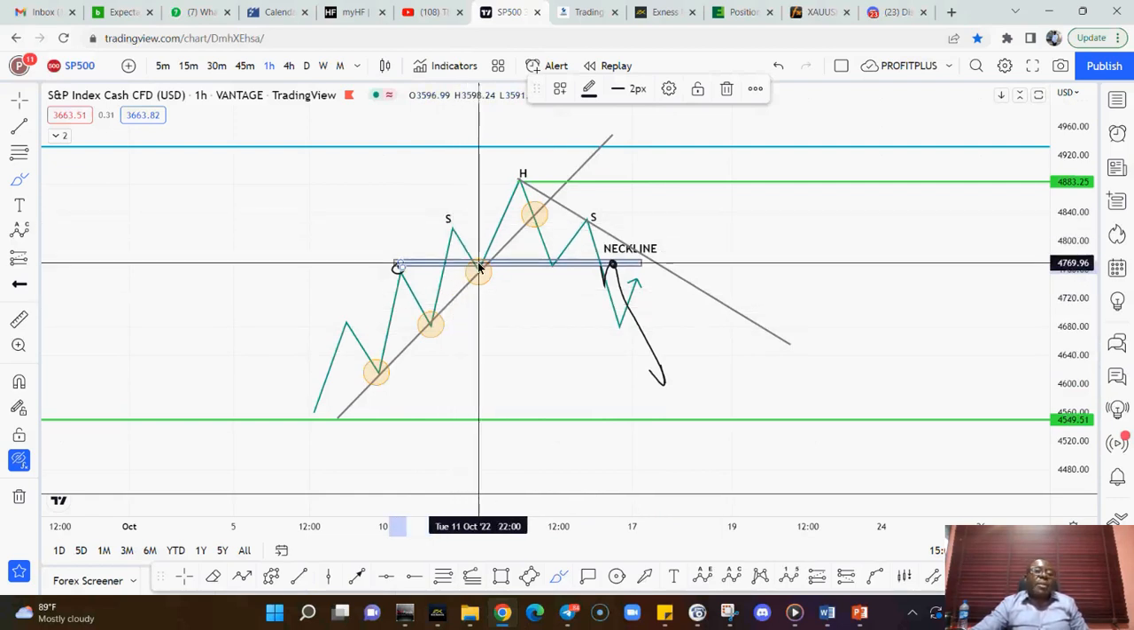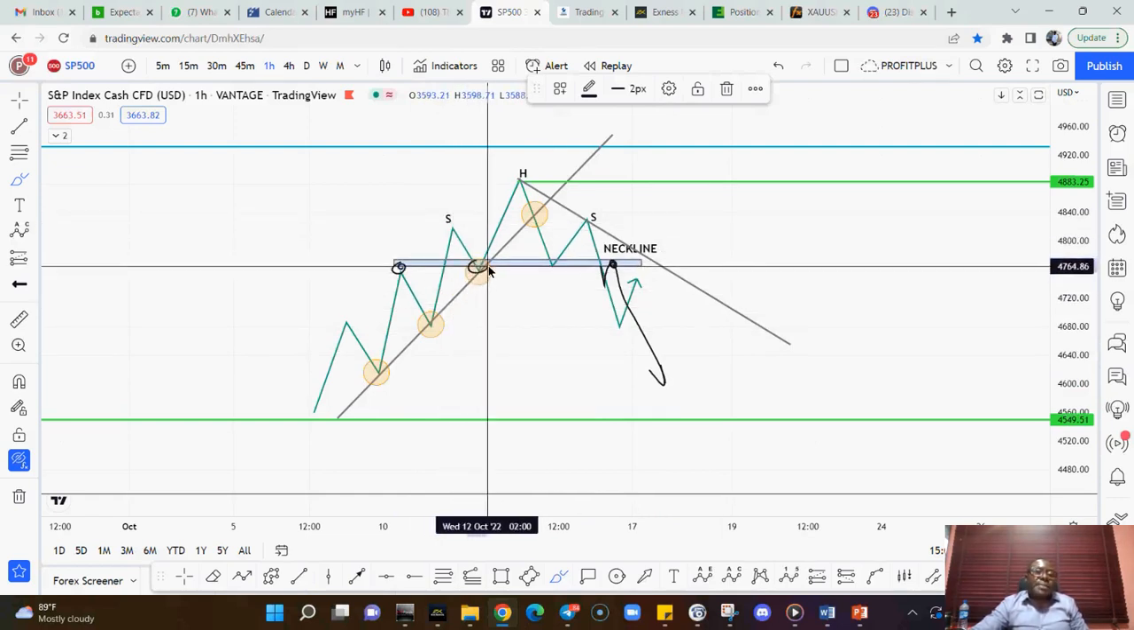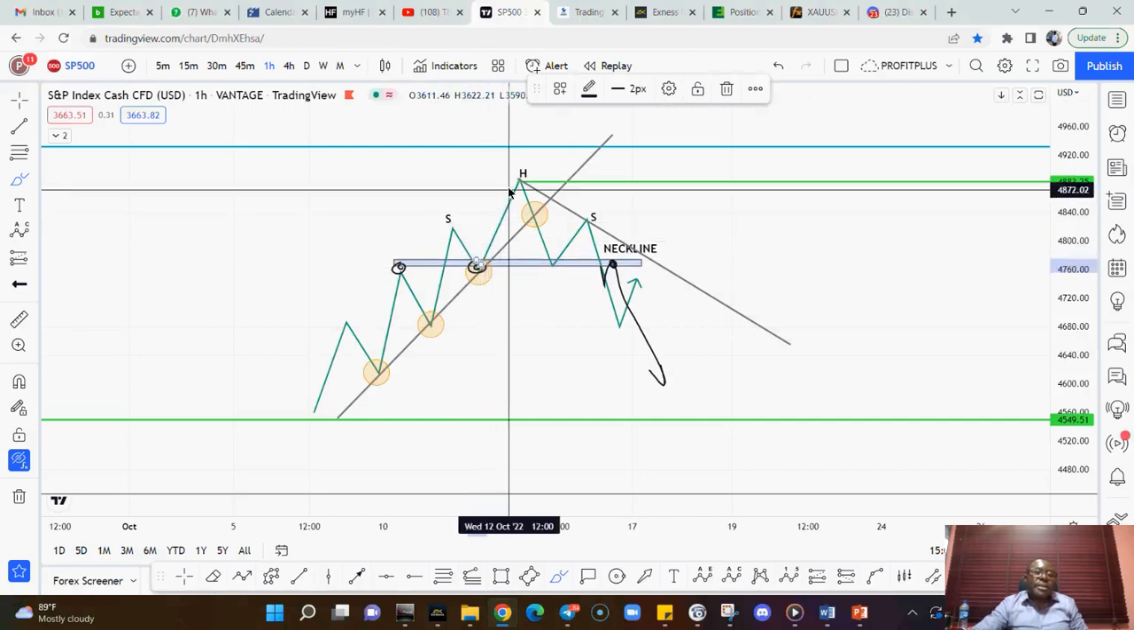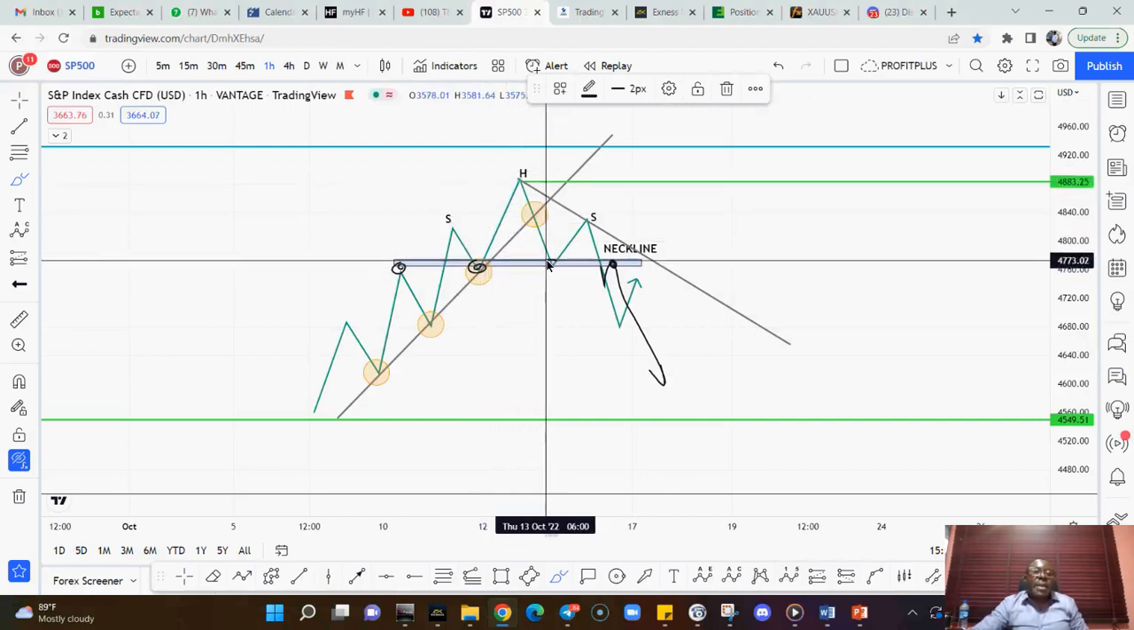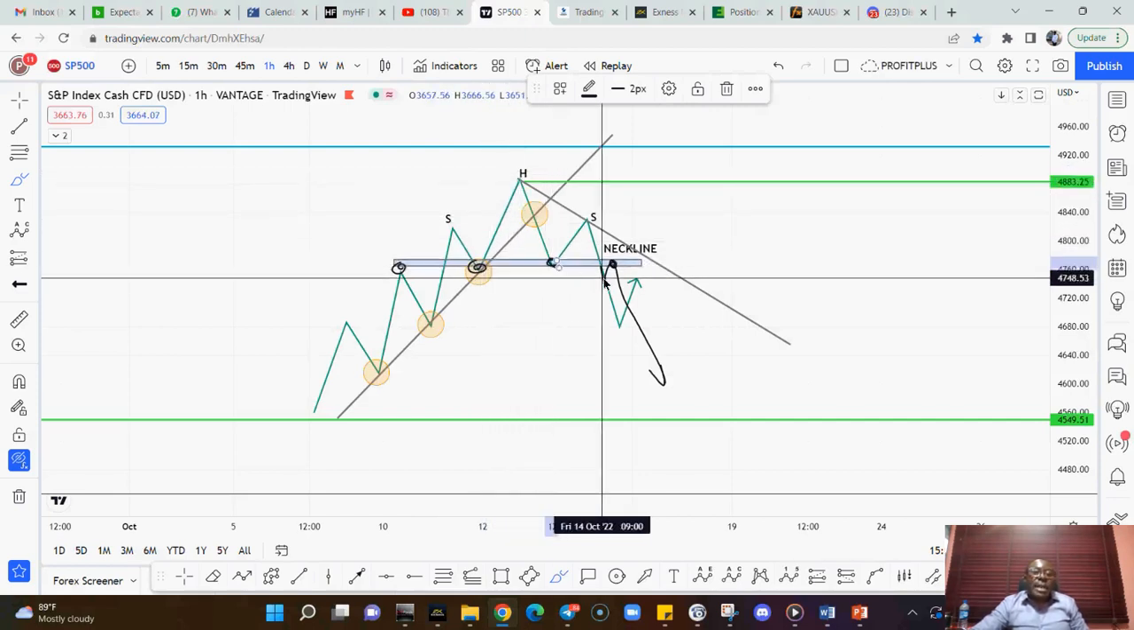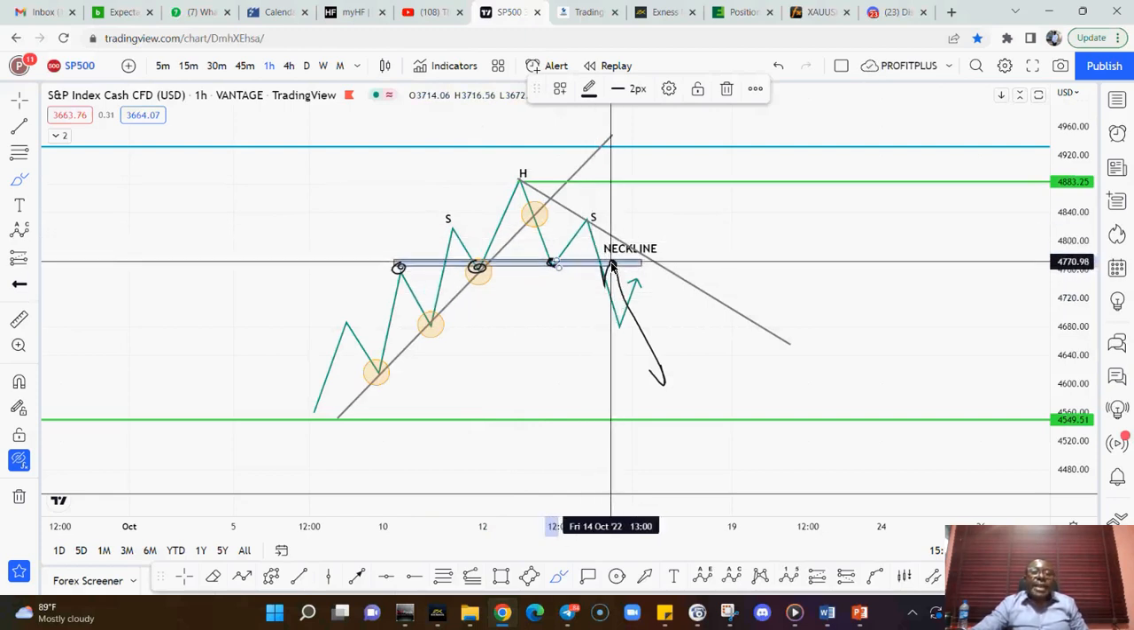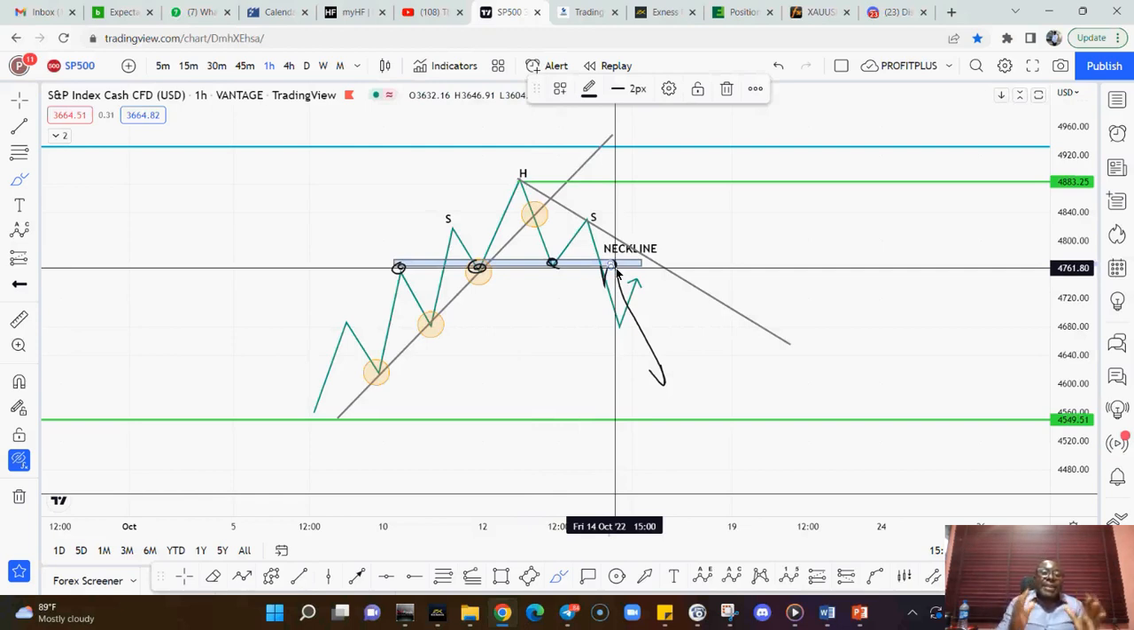It comes here, breaks it, retests it at this point. This is the second point. It moves again and comes here to retest it the third time. It broke it here and retested it the fourth time. So this neckline is the key level.